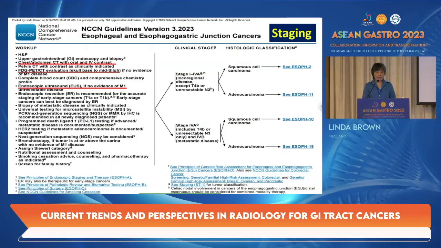And staging, based on most guidelines, chest and abdomen CT is the recommended imaging for staging in carcinoma of the esophagus. PET CT will be used for metastasis. EUS will be used if you think this is an early lesion and you want to perform endoscopic resection. So the bread and butter of staging is CT.